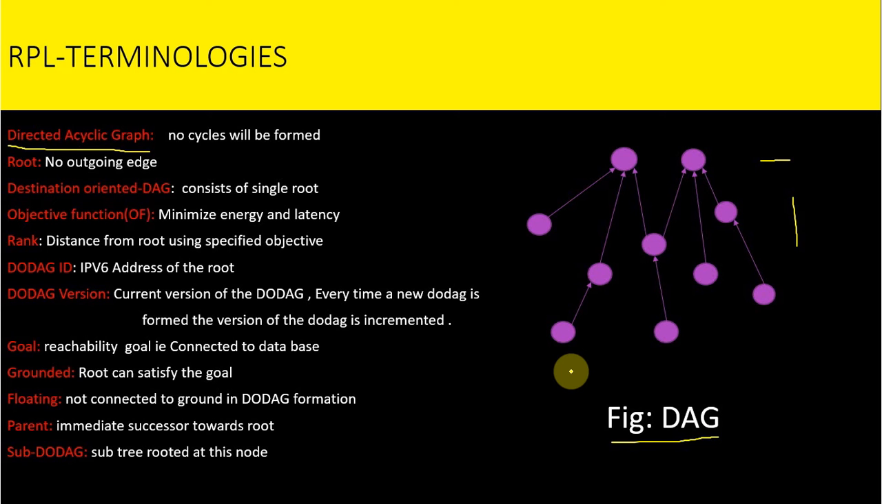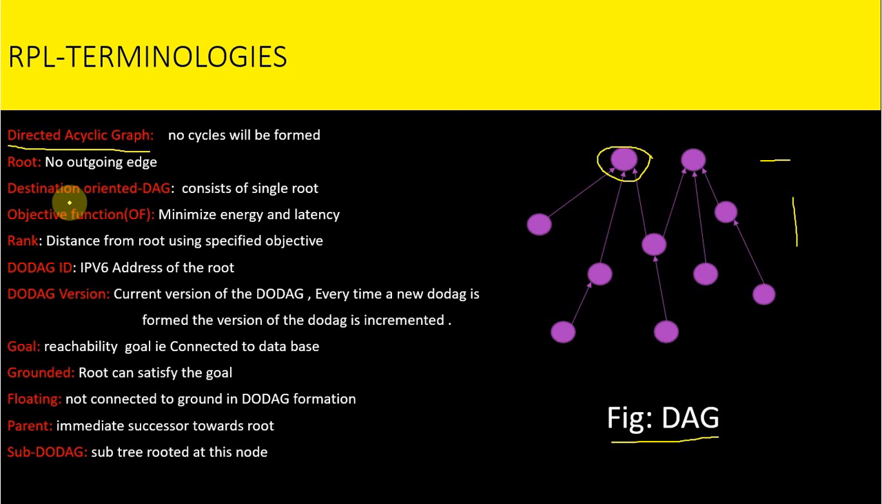Okay, then root, no outgoing edge. A root is one which has no outgoing edge. As you can see, this one has no outgoing edge, all are incoming. This one is coming, this one, and this one. These three nodes are coming to this one. The node which doesn't have any outgoing edge is called the root.